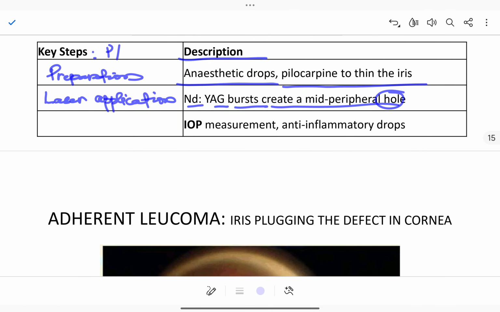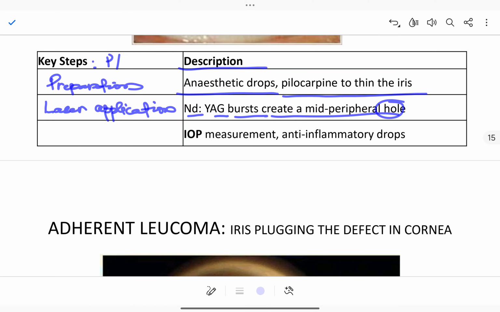Mid-peripheral hole. So after this procedure, what do we do? Post check, that is post-operative checkup: IOP measurement and anti-inflammatory drops. So a drug is also given here.